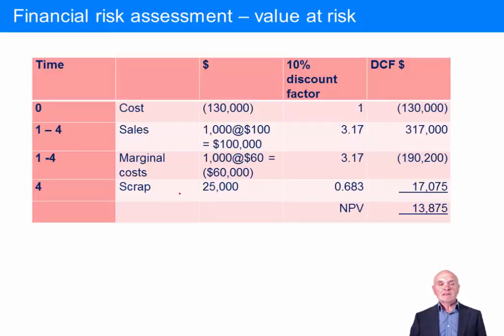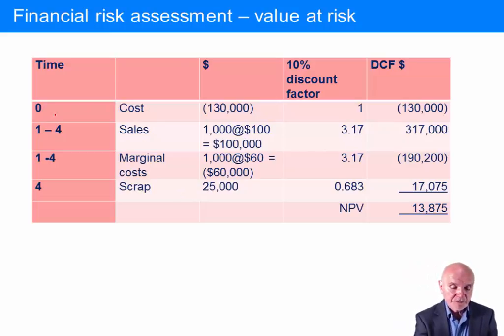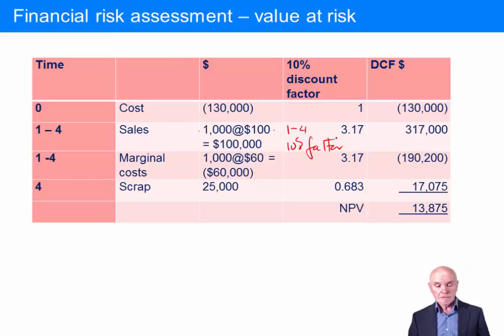So let's look at this here, where a lot of the work's been done for us. We're looking at a discounted cash flow calculation. I'll just talk you through it. Here we have the cost at time 0, and of course the discount rate is 10%, but the discount factor is 1. With sales, we're assuming a volume of sales of 1,000, selling at a selling price of 100. And here there's 3.17. This is the 1 to 4 year 10% factor. You can get that from the tables which are provided.